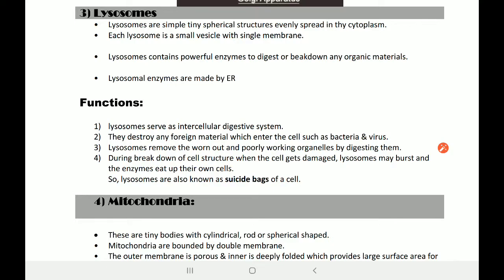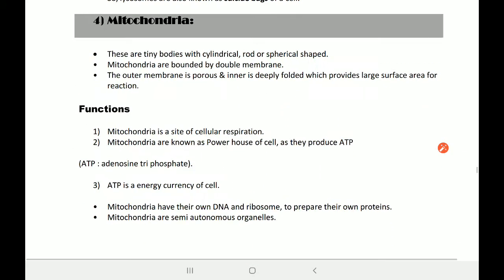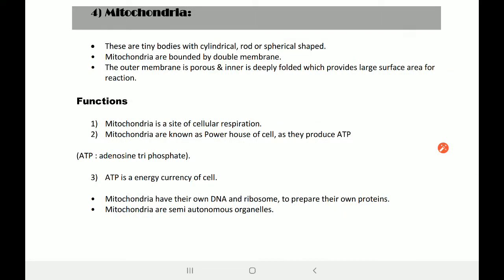Okay, let's move ahead. Mitochondria, a very important unit or organelle of a plant cell as well as an animal cell. So mitochondria are present in plant as well as animal cells. It's a very basic organelle, required for any kind of eukaryotic cell. Okay, let us see mitochondria.